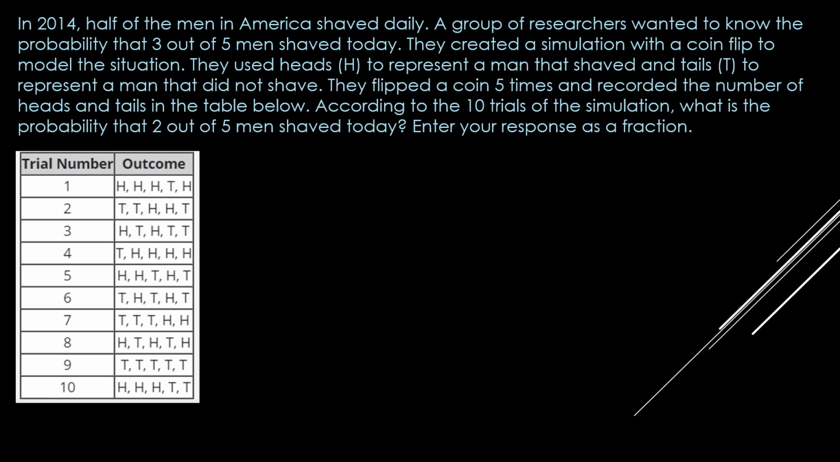All right. In 2014, half of the men in America shaved daily, and a group of researchers wanted to know the probability that 3 out of 5 men shaved today. They created a simulation with a coin flip to model the situation. They used heads to represent that a man shaved today and tails to represent that a man did not shave. They flipped a coin 5 times and recorded the number of heads and tails in the table below. According to the 10 trials in the simulation, what is the probability that 2 out of 5 men shaved today? This should say 3. What's the probability that 3 out of 5 men shaved today?